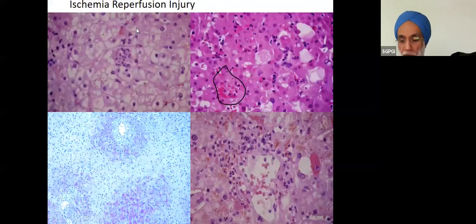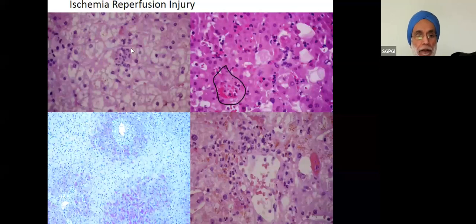Yes, so ischemia reperfusion, I'll show you the spectrum of ischemia reperfusion injury. The milder forms will just have clusters of neutrophils in the sinusoids, apart from hepatocellular swelling. More advanced injury would have areas of hemorrhage and hepatocyte dropout, perivenular dropout, and neutrophils can occur around the central veins if the ischemia is severe. And then if it's really bad, you will get centrizonal hemorrhagic necrosis.